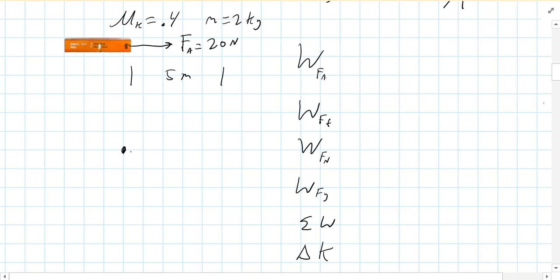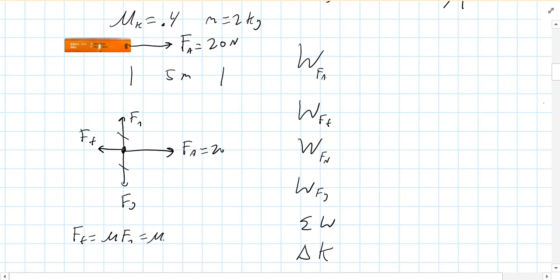So here's our book. You got an applied force, which is 20. You got force of gravity, you got force normal, and you're going to have the force of friction. And I'll go ahead and calculate that really quick. The force of friction is going to be mu Fn. Hopefully you'll notice in this problem that Fn and Fg are going to be equal because the book's not accelerating up or down at all, and there's no other vertical forces. So you got mu mg. And if you plug in 0.4 times 2 times 9.8, I get 7.84 newtons.